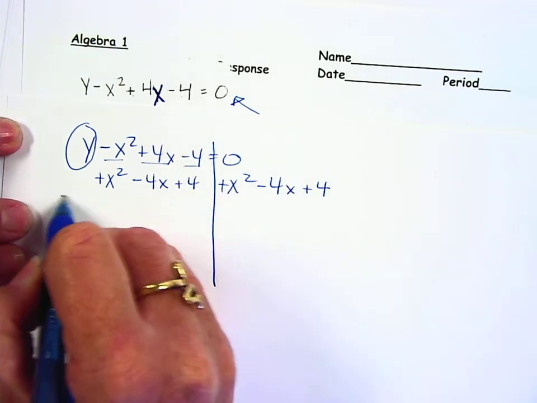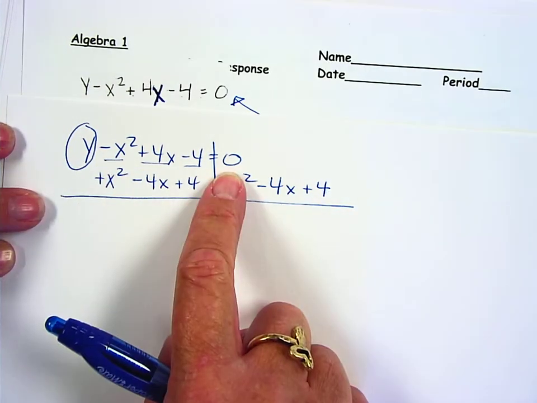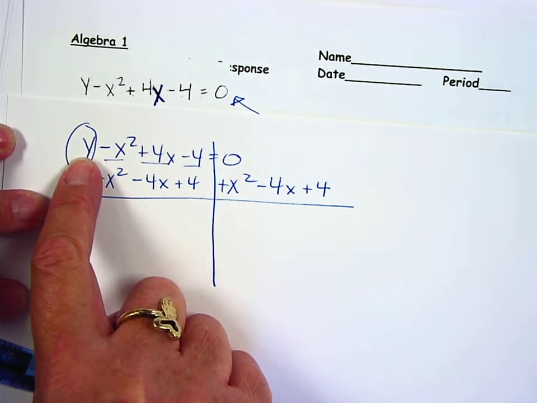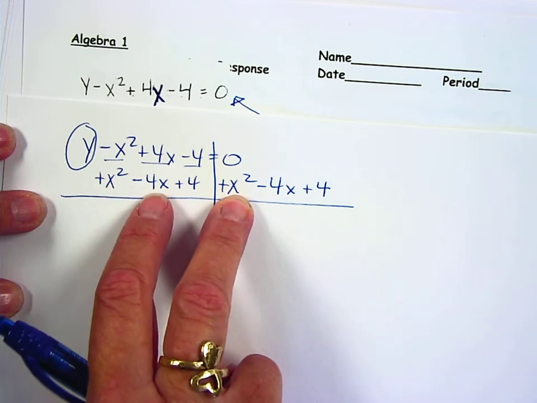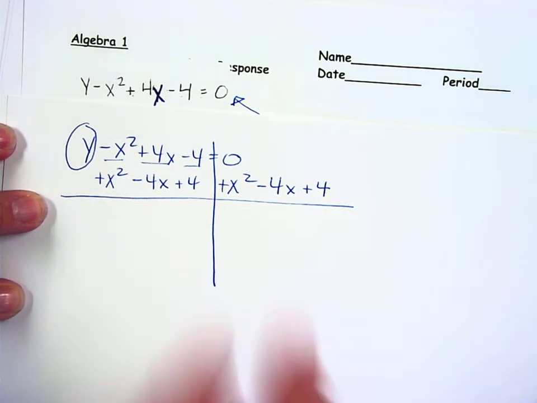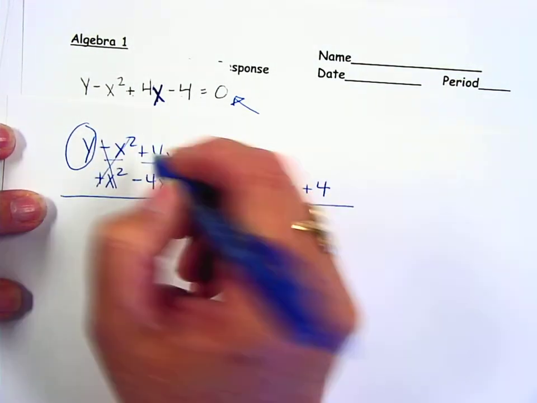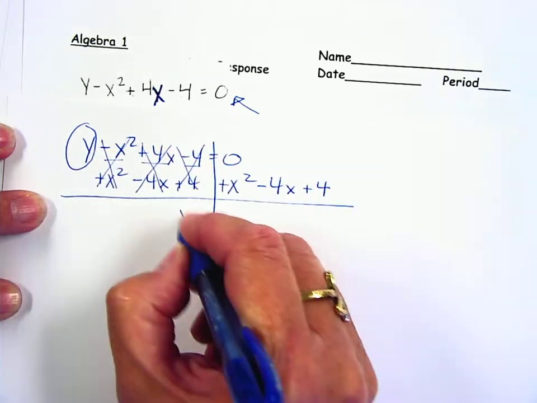So what that did was it allowed me to rewrite this equation in standard form with the y isolated on one side of the equation, but I did it legally because whatever I did to one side, I did to the other side, so I didn't change the overall value of my equation. So these cancel out, these are opposites, these are opposites, and these are opposites, and I'm left with y.